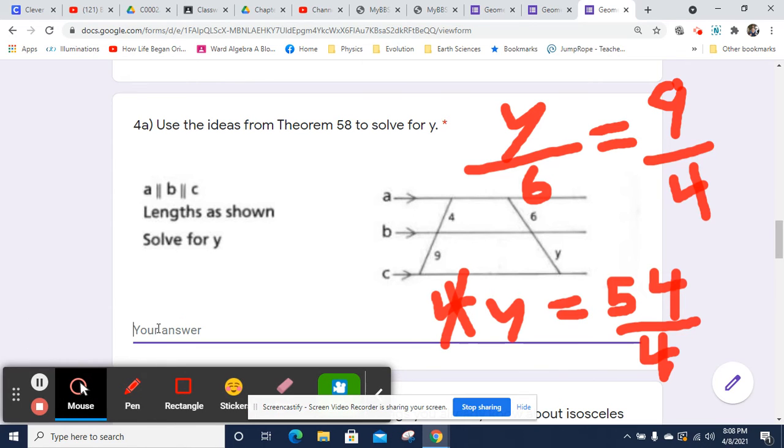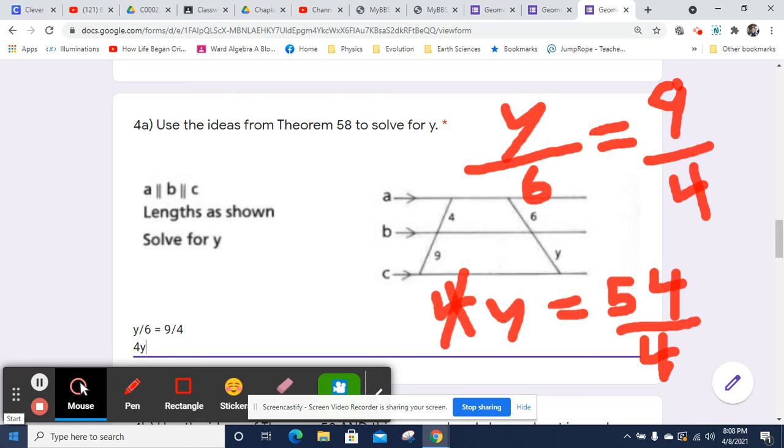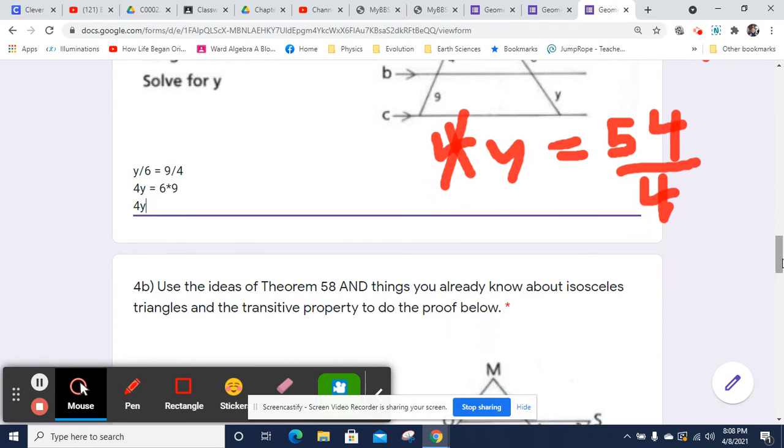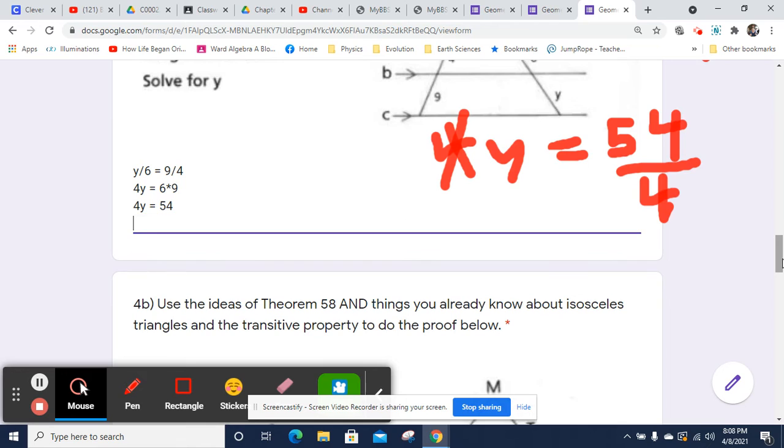So I'll set it up right here. You've got y over 6 equals 9 over 4. And then I can say 4y equals 6 times 9. Let me scroll down a little bit so you can see what is going on. So 4y is going to equal 54, and so y will equal 54 over 4, which is going to equal 13.5. So that's your answer for y.